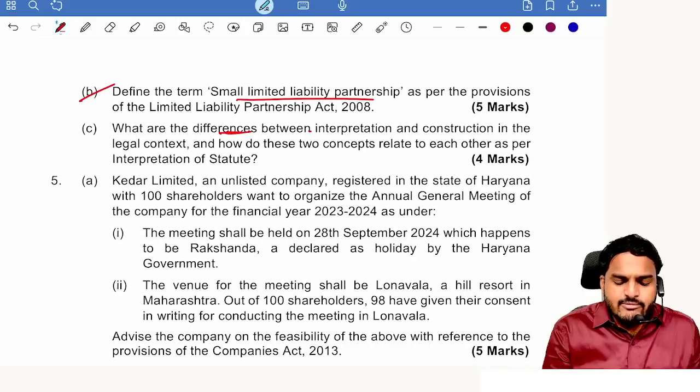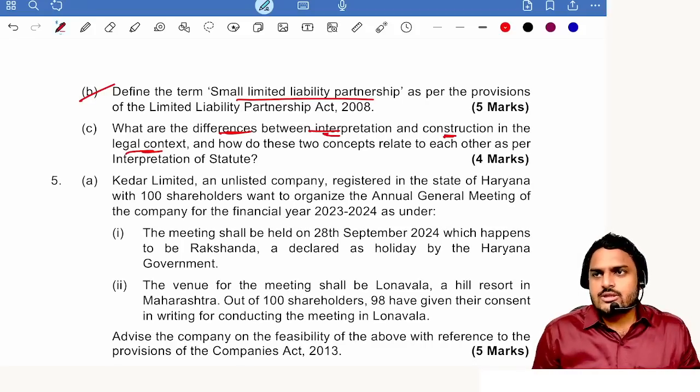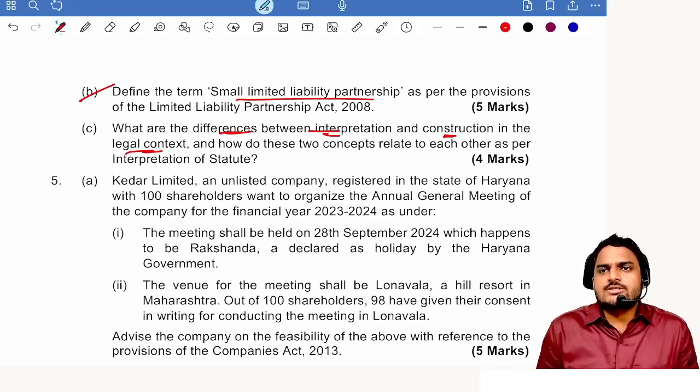What are the differences between interpretation and construction in the legal context? Straight away theory question. Differences between interpretation and construction.